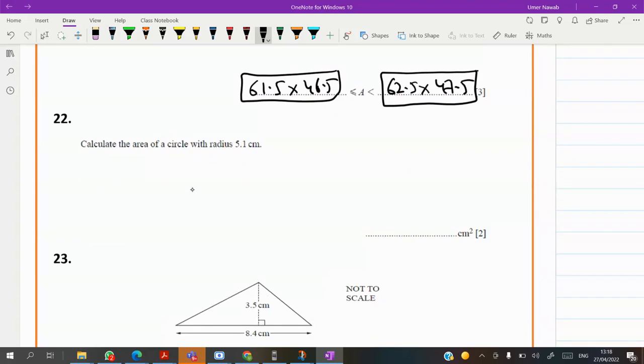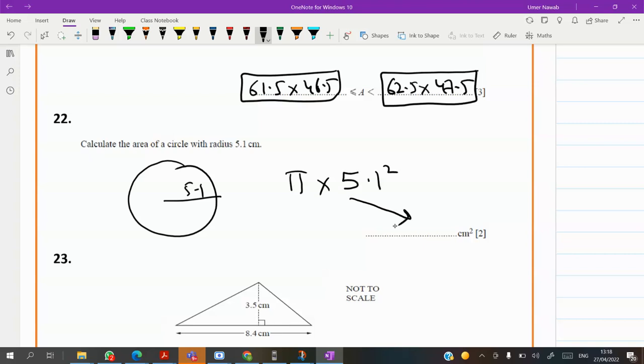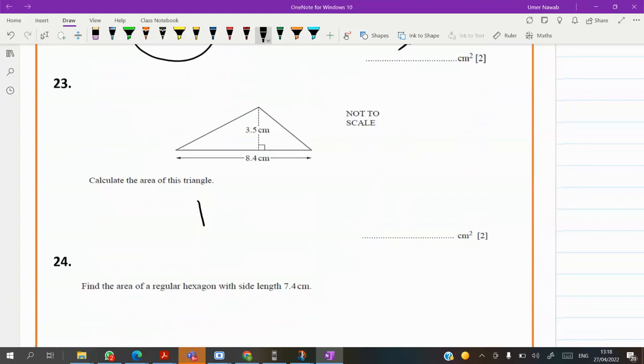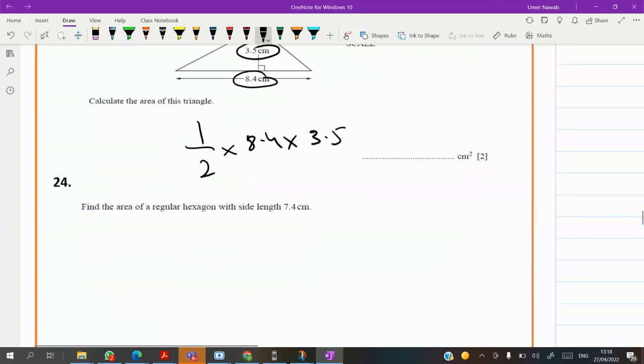Area of a circle. You remember area of a circle, we know the radius 5.1. Area of a circle is pi r squared. Pi times 5.1 squared, and then you get your answer. Area of a triangle, half times base times height, 8.4 times 3.5.